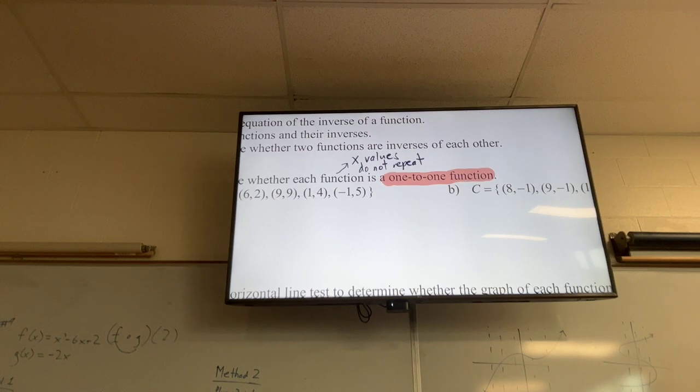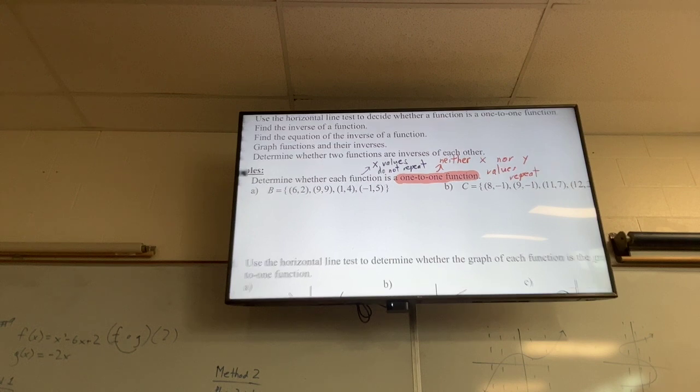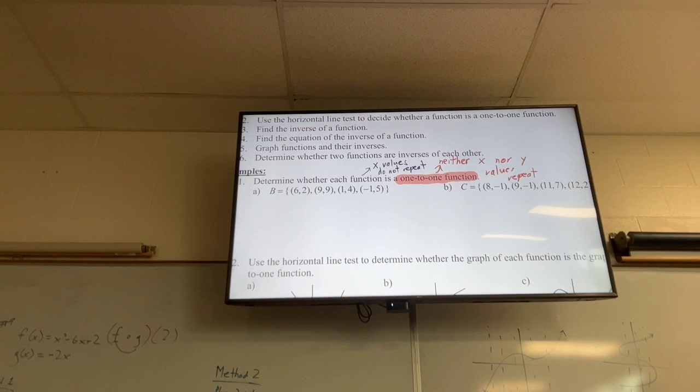If neither the x nor the y's repeat, then it's a one-to-one function. Neither x nor y values repeat. Okay? Nothing repeats.